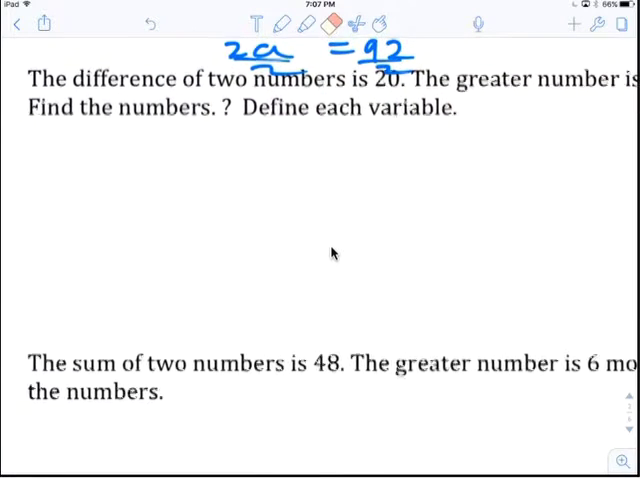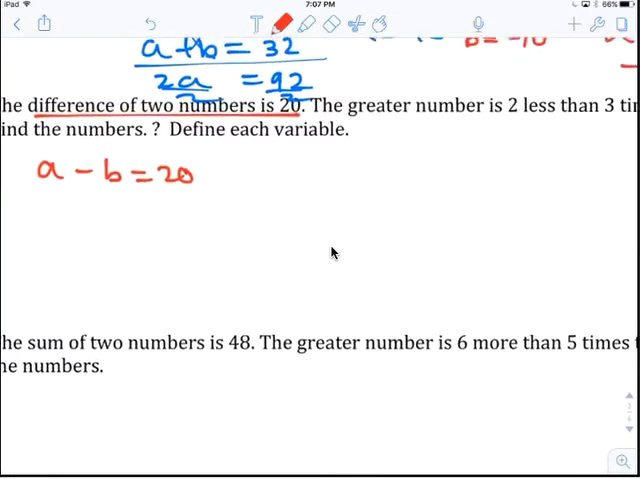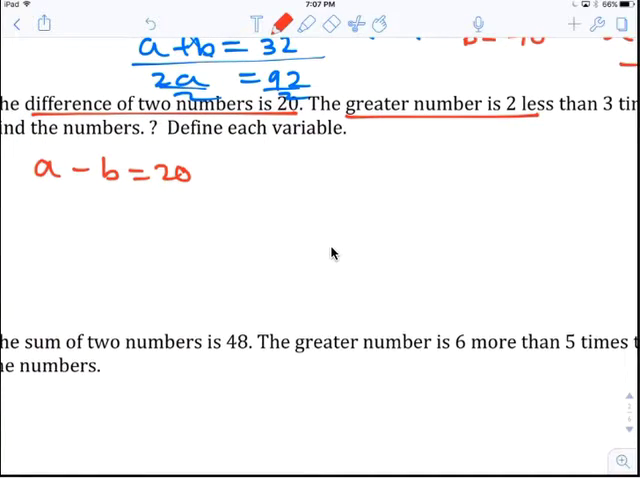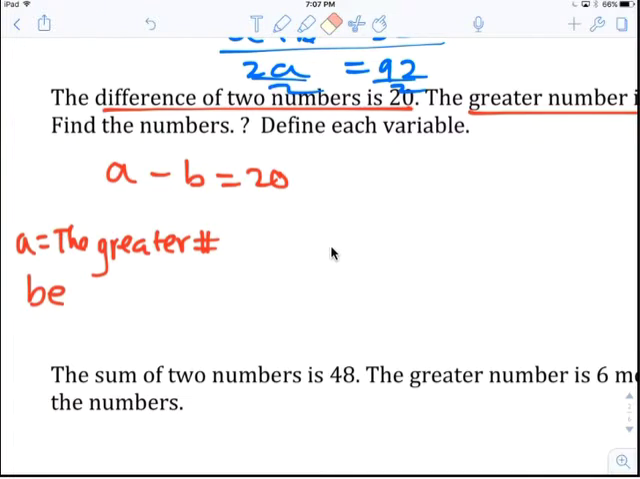The difference of two numbers is this. So a minus b is 20. The greater number, so which one of these is the greater number? A is the greater number because a minus b equals 20, so therefore you need to write this: a equals the greater number. B is the smaller number. B equals the smaller number.